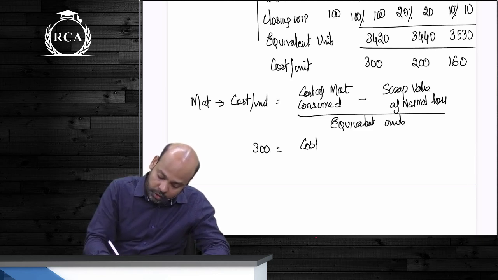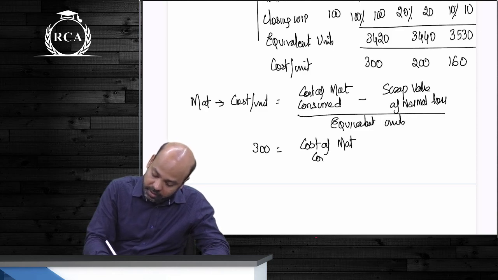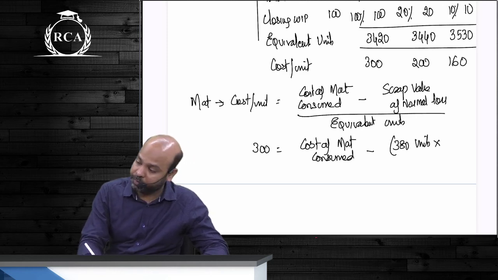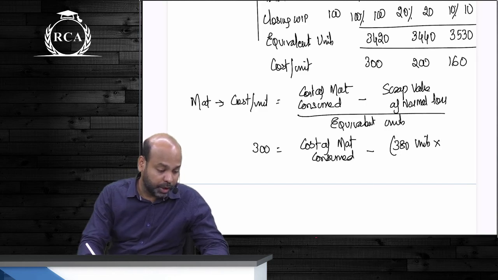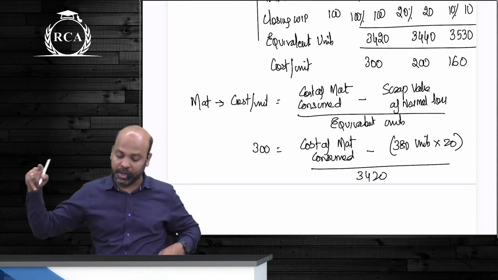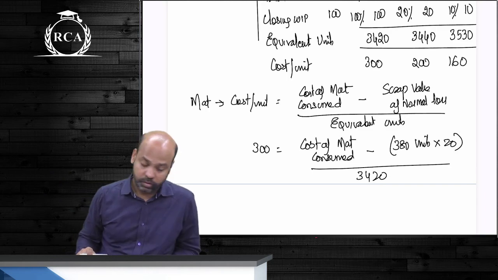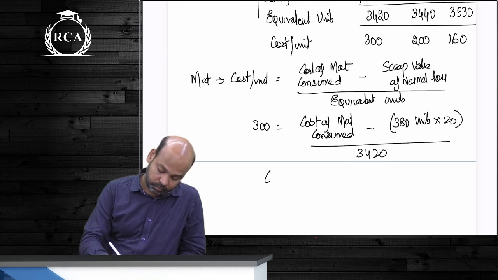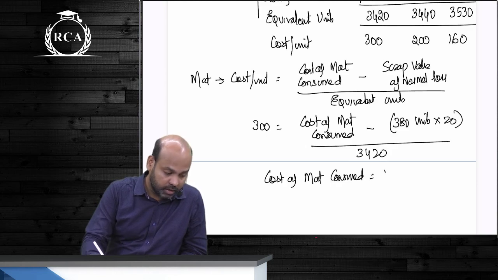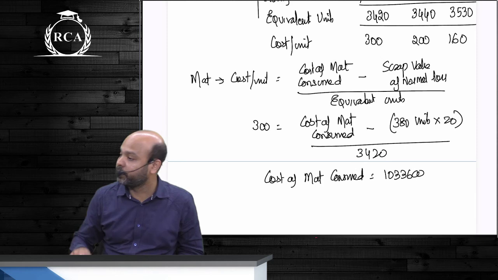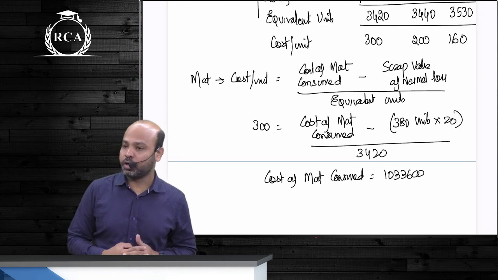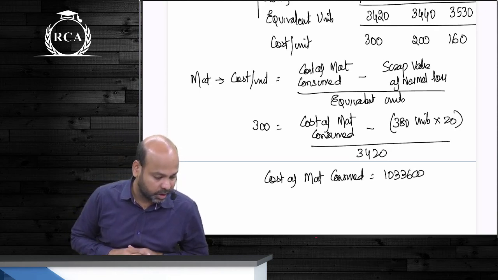300 is equal to cost of materials consumed, which is not given for the current month, minus scrap value of normal loss, 380 units. Each unit has a scrap value of how much, beta? Per unit 20. Equivalent units, beta, we have already computed, 3420. Cross multiply and add 7600. Cross multiply and add, 10,07,600, guys. Third bit is done, beta. Value of raw materials added to the process during the current month is 10,33,600.